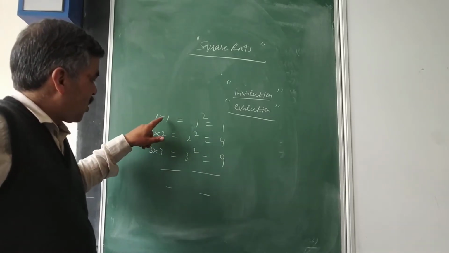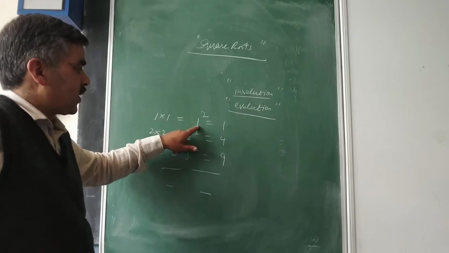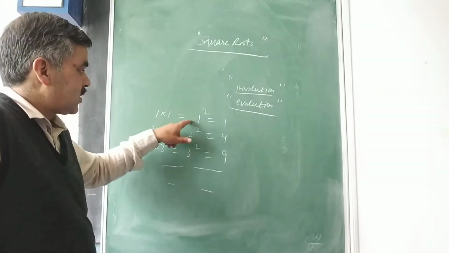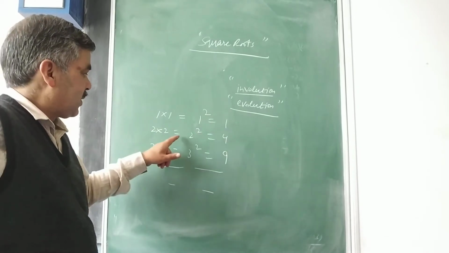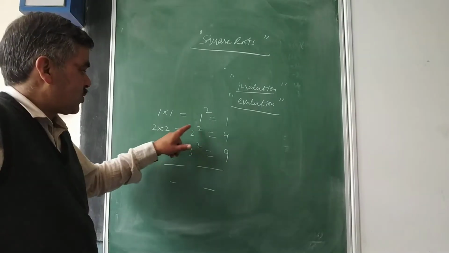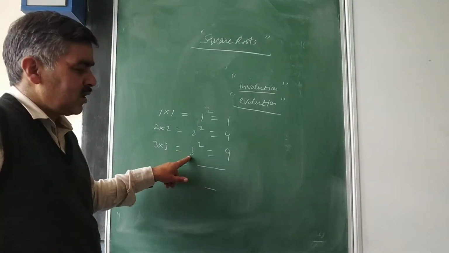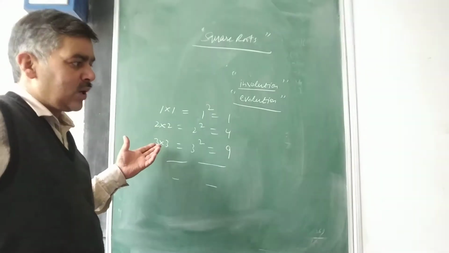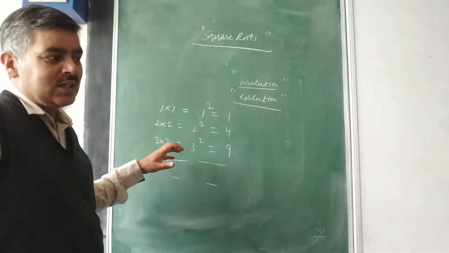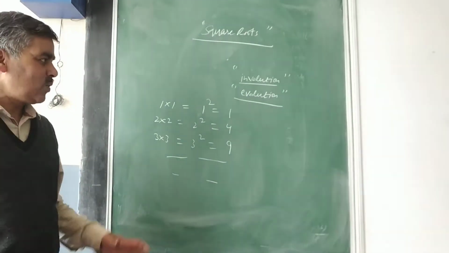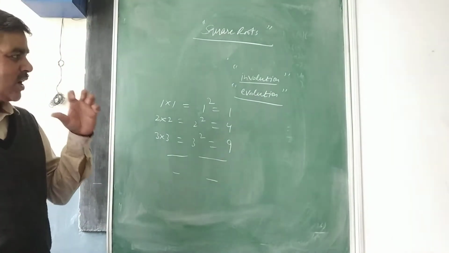So the square of 1 is 1 square. 1 square means I need to multiply two times, and the result is equal to 1. When the power is 2, I need to write 2 into 2 and the result is 4. Similarly, 3 square is 3 into 3 and the result is equal to 9.